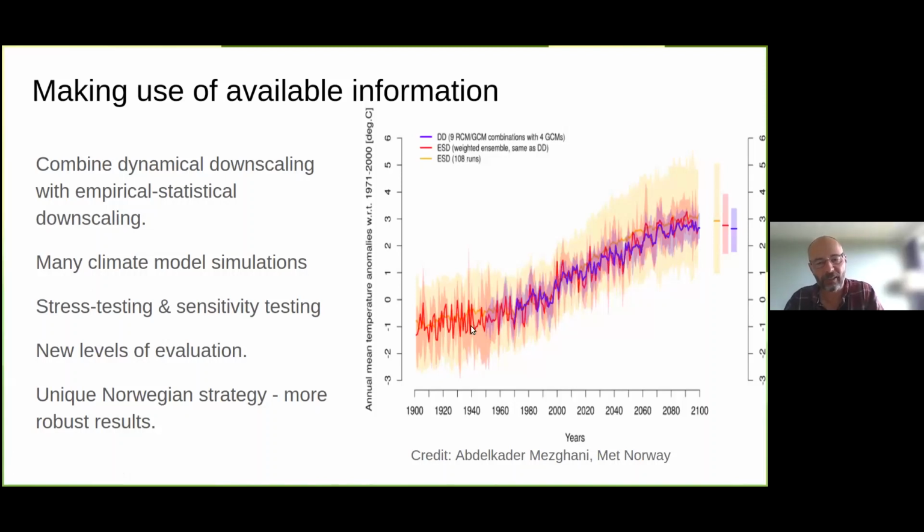Traditionally, downscaling has been applied to a small number of global climate models, and either dynamic downscaling or empirical statistical downscaling, but not both combined together. And I think this is actually a unique Norwegian strategy that gives more robust results. I haven't really seen many others do the same range of different types of analysis.